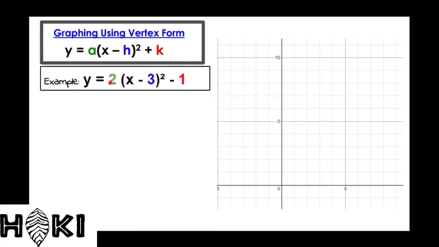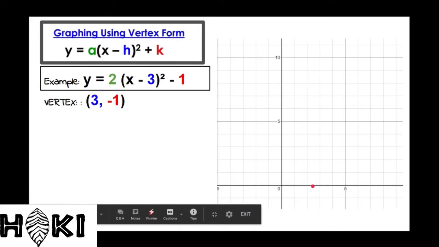Let's have this example. Example is y is equal to 2 times (x minus 3) squared minus 1. Now, since we already know that (h, k) is the vertex, we just have to get the vertex first. So (3, negative 1). So again, for h, you just get the opposite of the sign of h. For k naman, you just have to copy as is. So that's why we have (3, negative 1). And when you plot it in a Cartesian plane, we will have 3, and 1, 2, 3, negative 1. And dito yan. Okay, that is your vertex.